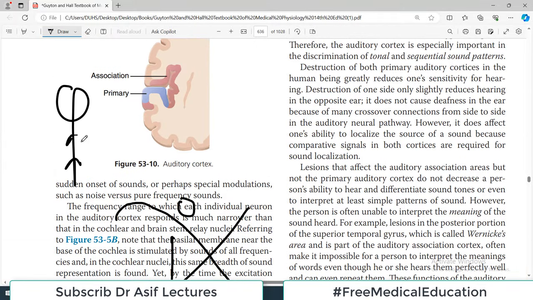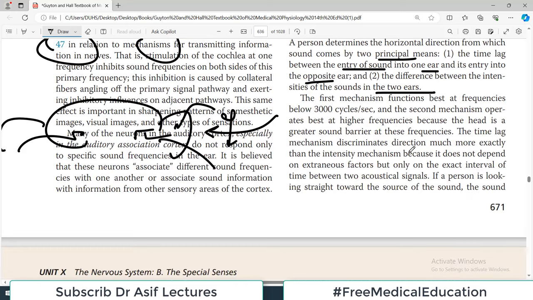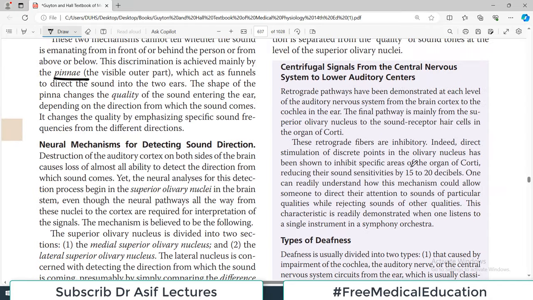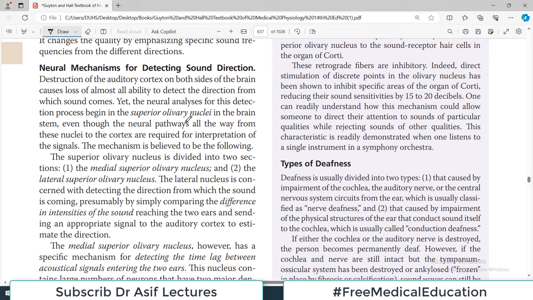Obviously, if the person is standing like this, this is one ear, this is the other ear, if somebody is releasing any sound from there, you are able to identify from where the sound is coming. Obviously, your primary cortex area is powerful enough to distinguish the direction, okay? More than that, we don't know, by the way. We don't know how does that work, okay?